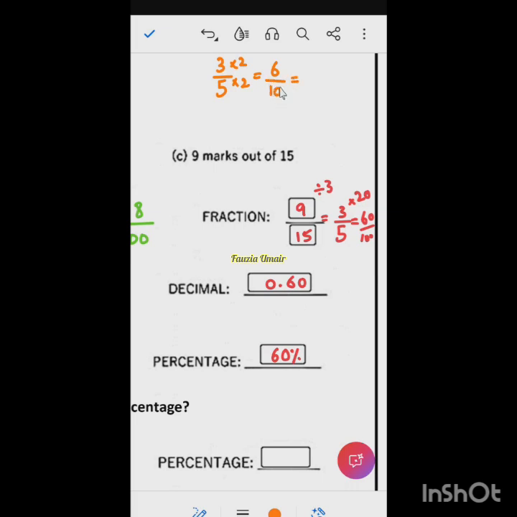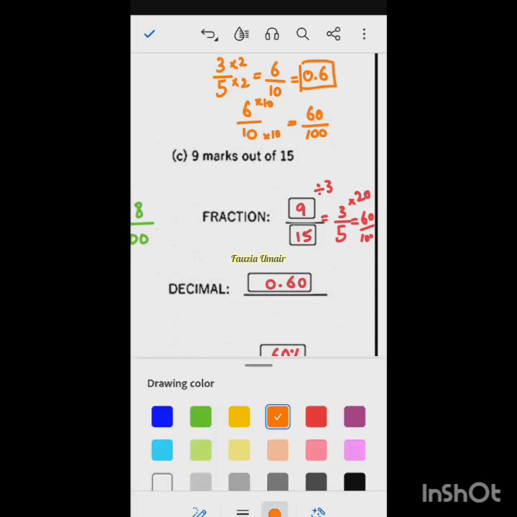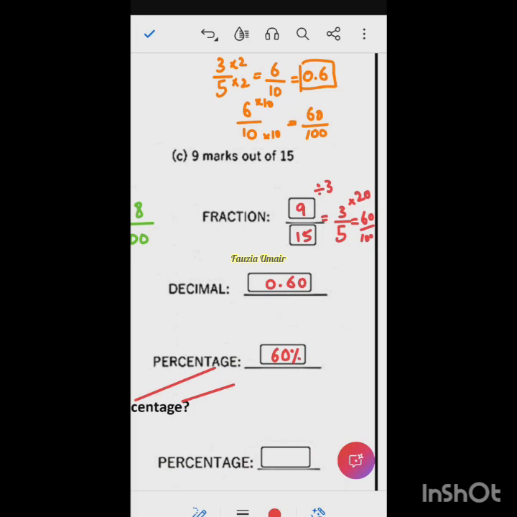And then we can divide it by 10. That's right. So what is 6 by 10 in decimal form? 0.6. That's right, 0.6. So this is the decimal form. 0.6 is the same as 0.60. But now when we need to convert it into percentage, we need to make the denominator 100. So we will multiply it with 10, right? So this will be 60 by 100. So the answer would be 60%. So very good.